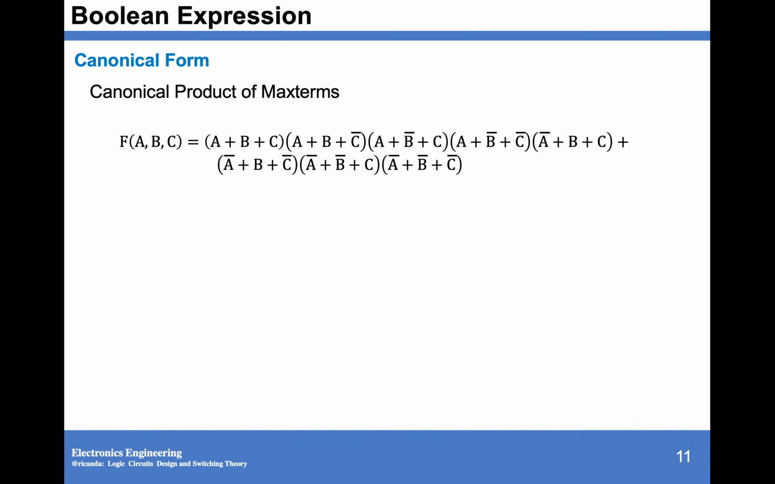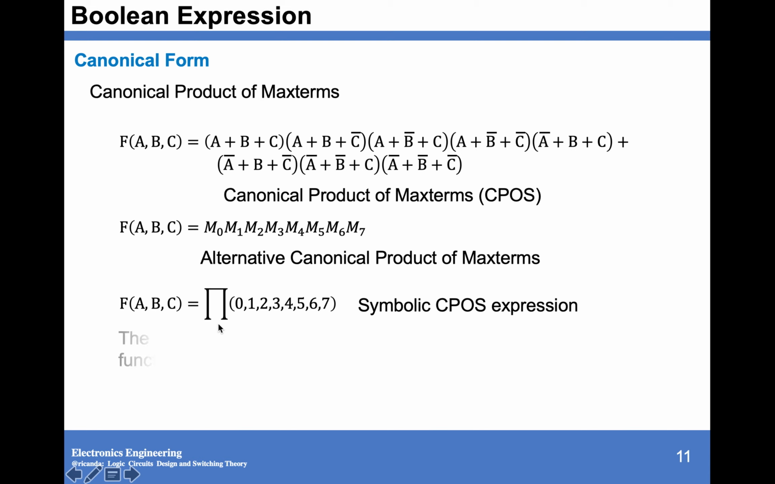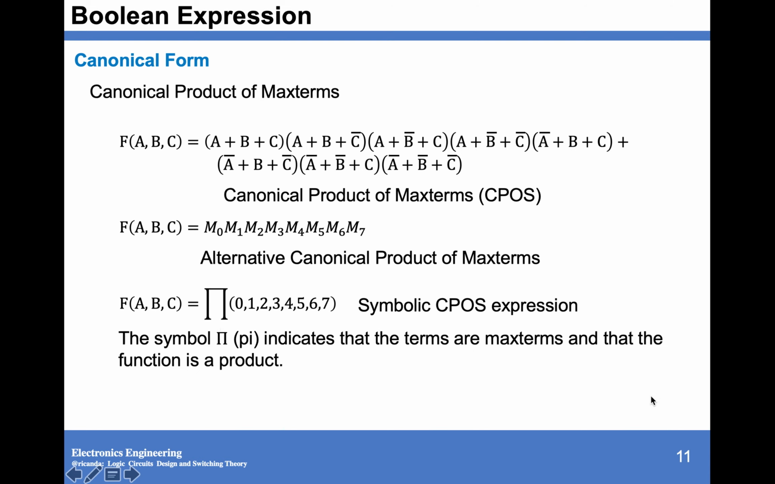So this represents 0, 0, 0, and this represents 1, 1, and 1. So this is what you call your canonical product of max terms. Then this is your alternative canonical product of max terms. A function of your EBC is represented by uppercase M. And your symbolic product of max term expression uses a pi symbol. So the pi symbol represents max terms, where the function is a product.